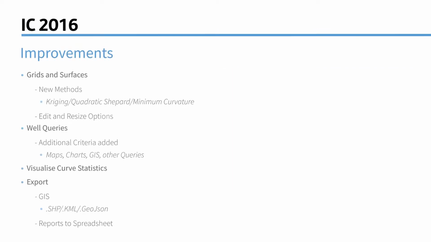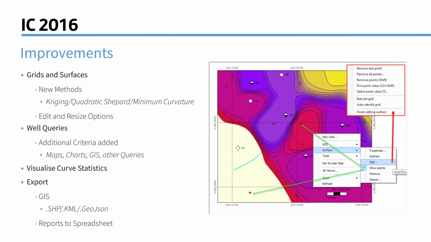We also did several improvements to the grids and surfaces inside IC, adding in new methods, so kriging, quadratic shepard, and minimum curvature were added in there. We also put in the ability to interactively edit these, so you can add in value points into your surfaces and have them automatically rebuild, and the ability to graphically resize the area over which the surfaces are being calculated.